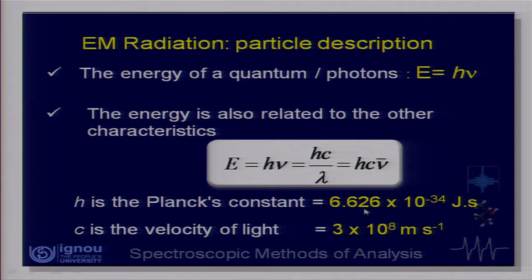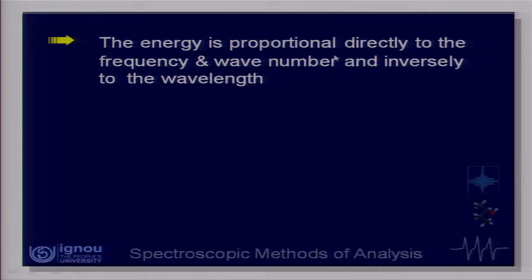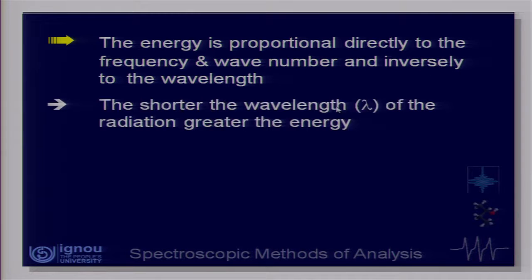We will take a simple problem on that. We just mentioned that h is Planck's constant, whose value is 6.626 × 10^-34 joule second, and the velocity of light we have talked about many times. Now, one very important conclusion we can draw from this expression is that the energy is directly proportional to the frequency and the wave number, because E = hν and E = hcν̄. Whereas for the wavelength there is an inverse proportionality, because we have E = hc/λ.